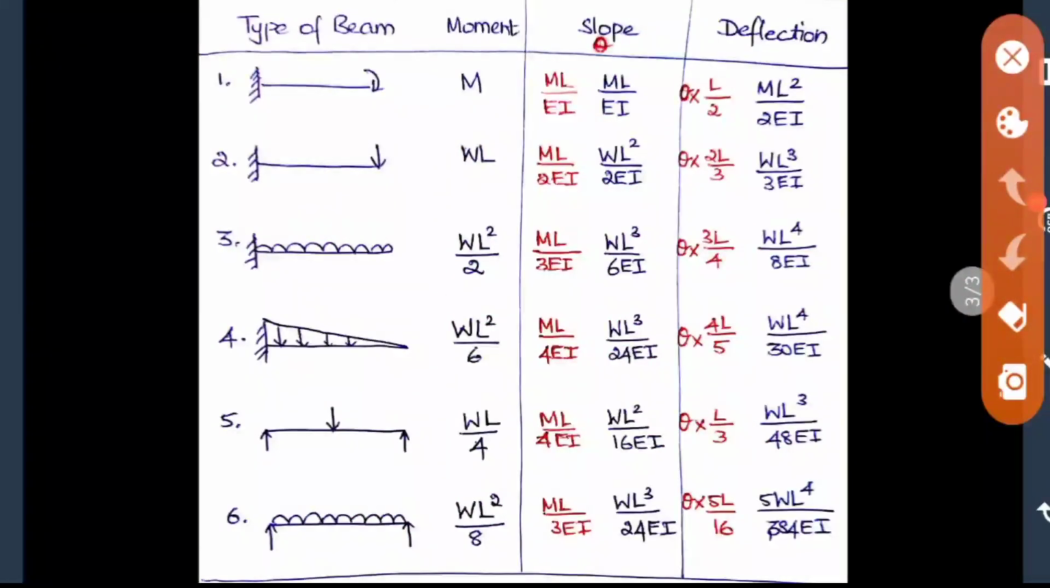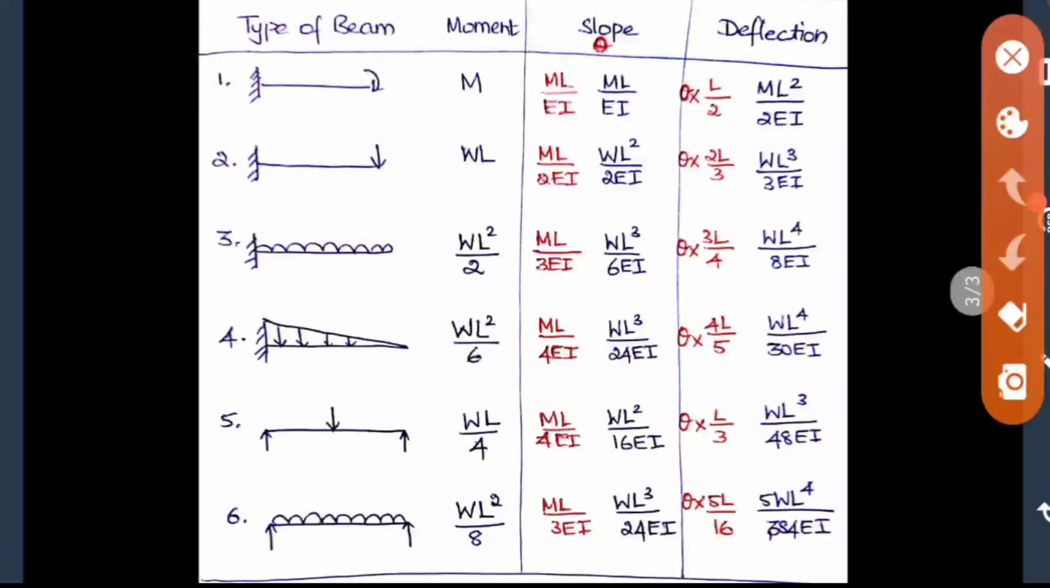This is the main thing which we want to study from the exam point of view. These are the types of beams, and I have given the slope and deflection formulas, and there is a small trick to remember them also. If you want, you can use that, or if you have a good memory power, you can directly study the formulas. Don't get confused with the tricks.